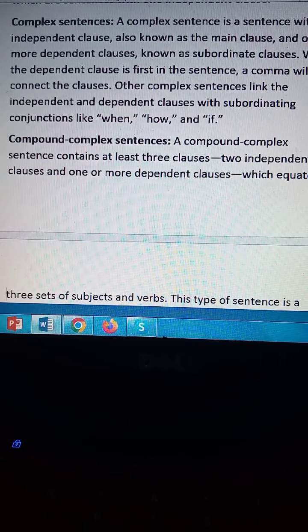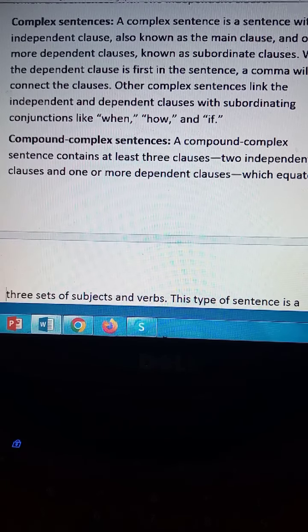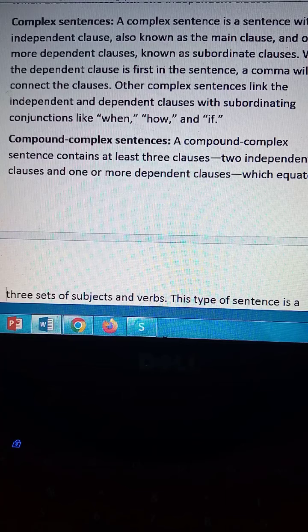The first ones we said are coordinating conjunctions. In this case, we have subordinating conjunctions like when, how, if, although, after. These are all subordinating conjunctions, right? So a complex sentence is a sentence which has 1 independent clause and 1 or 2 or more dependent clauses, right?